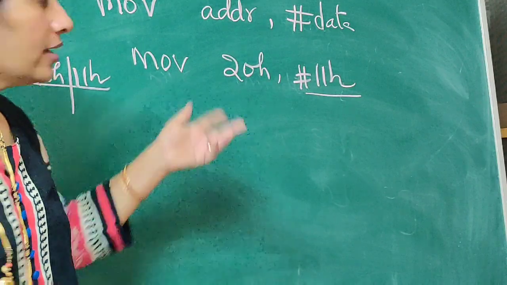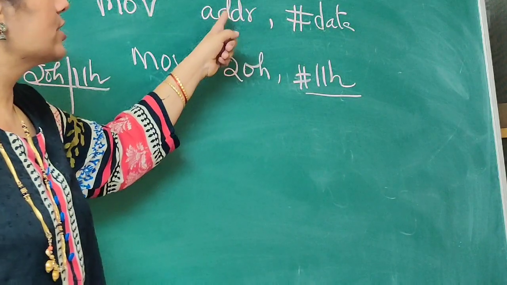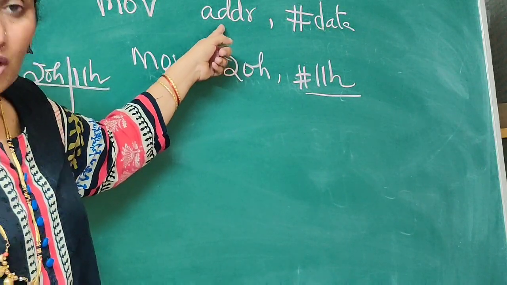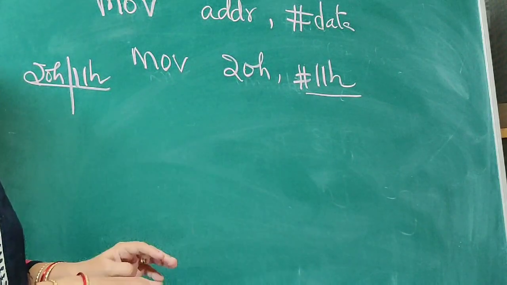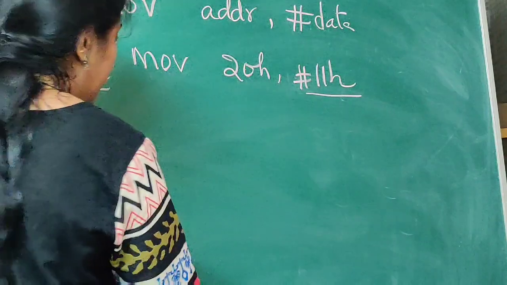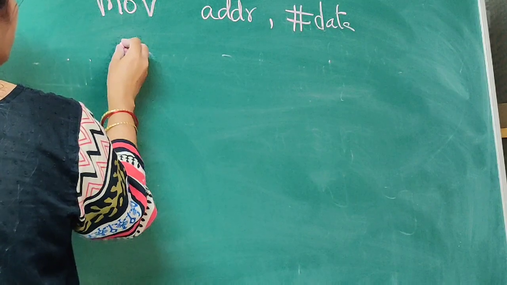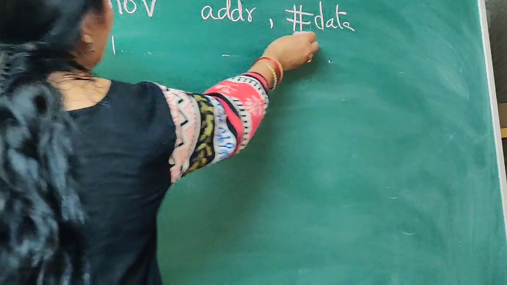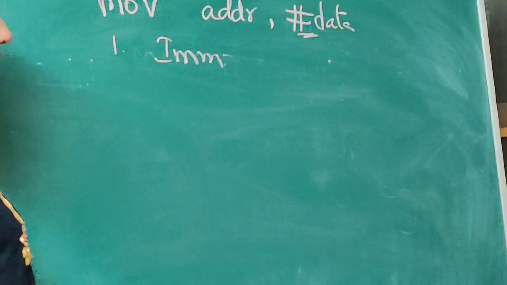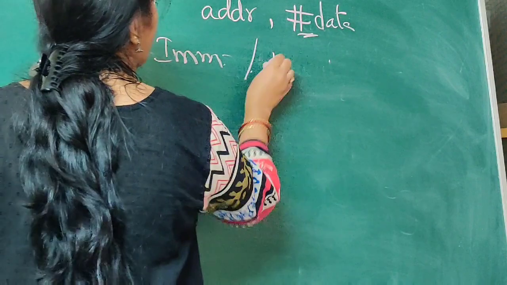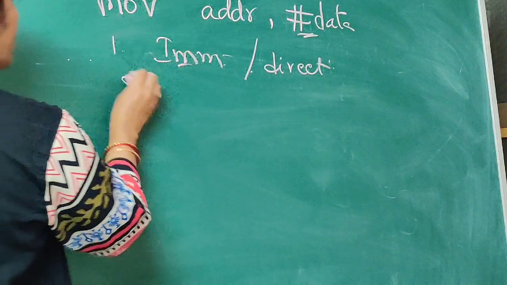Where is its address? Its address is in the instruction itself. So the immediate data specified in the instruction will become the content of the memory location whose address is specified in the instruction only. Here, for the type of the addressing mode, we have to look at the source: it is immediate addressing mode. The destination is specified as direct addressing mode. Always state the source first.